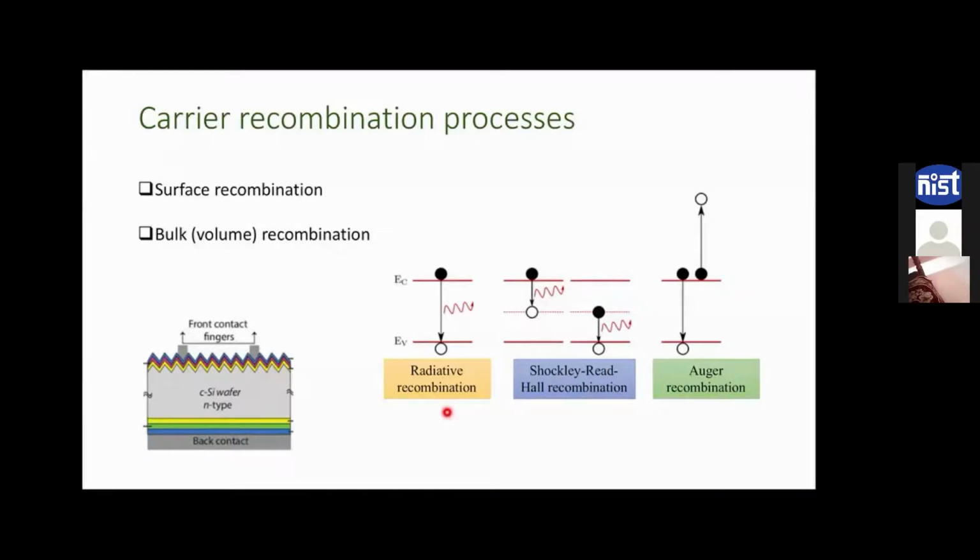One is called radiative recombination. We all know about this process where the photogenerated electron relaxes down to the valence band and gives off the energy in the form of a photon that has energy equal to the band gap energy of the semiconductor. So whenever this electron is recombining with the hole in the valence band, we are losing charge from the solar cell. This kind of band-to-band recombination is called radiative recombination.